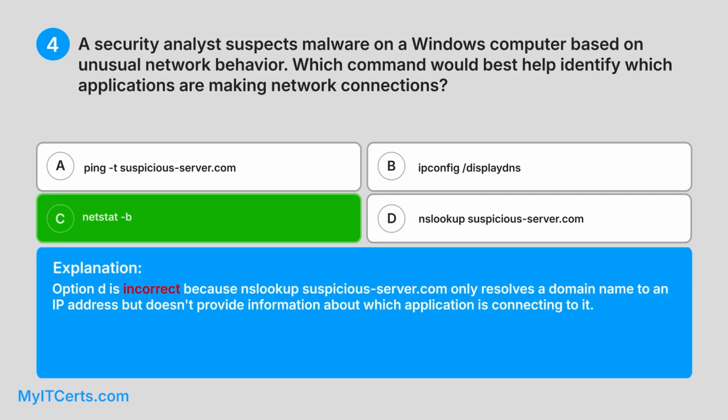Option D, nslookup suspicious-server.com, is incorrect because nslookup suspicious-server.com only resolves a domain name to an IP address, but doesn't provide information about which application is connecting to it.